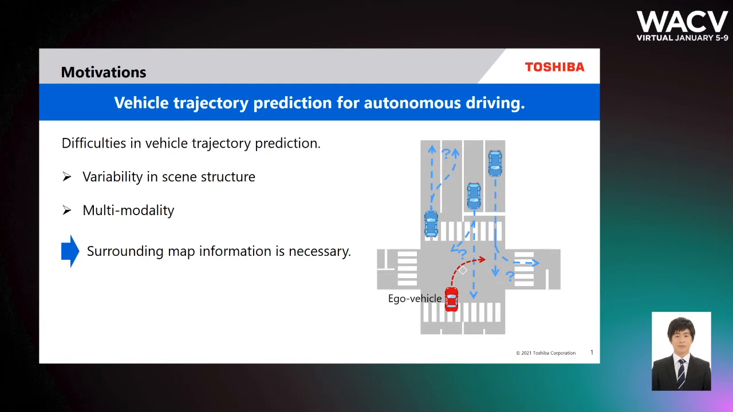The second is multimodality. For example, when other vehicles approach the intersection, we cannot uniquely determine their future trajectories. So we need to present multiple trajectories in diverse environments. To overcome these difficulties, it is necessary to use map information.